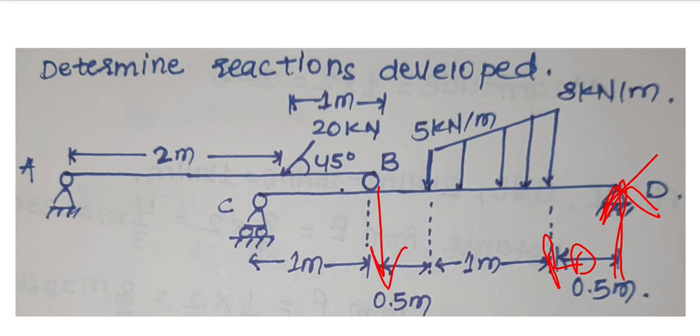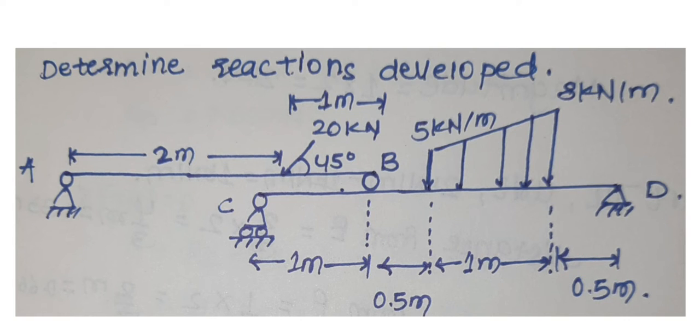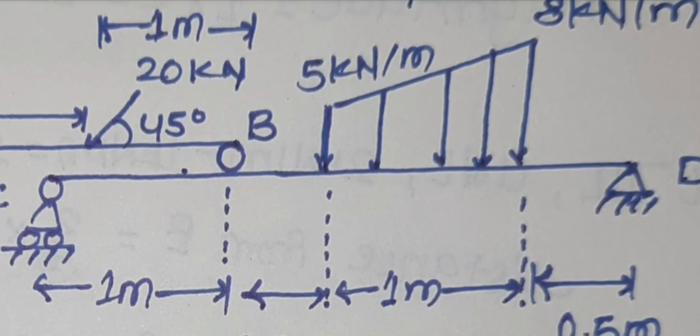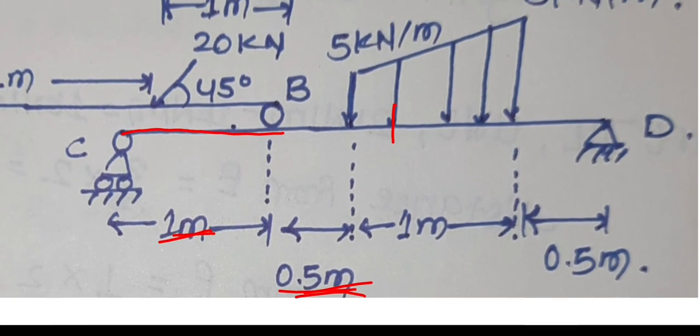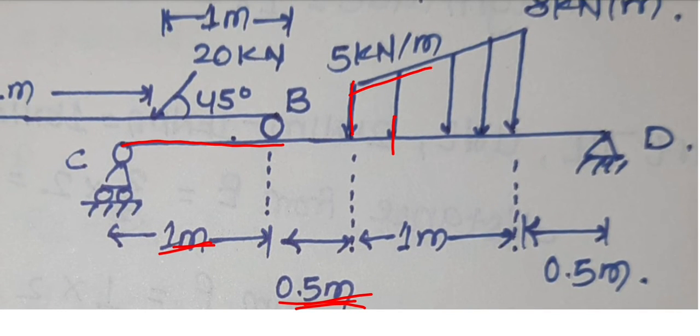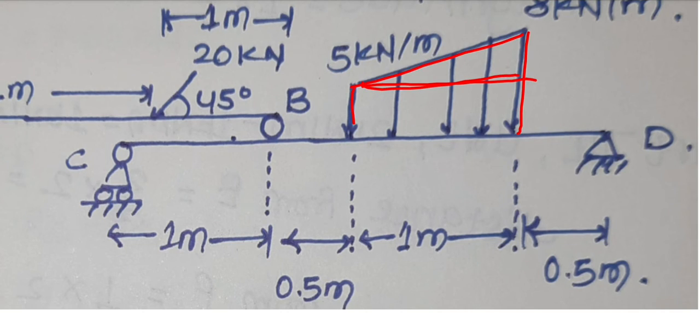Now, paying some more attention to it, what do we know? From C to B there is a 1 meter distance. And at a 0.5 meter distance from B, there is the start of a uniformly varying load and a uniformly distributed load. How do we know that? Basically, this is a load system.